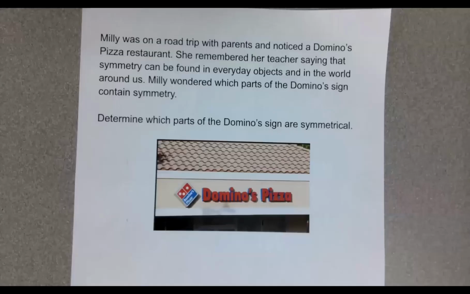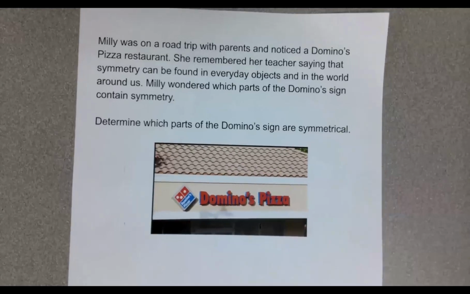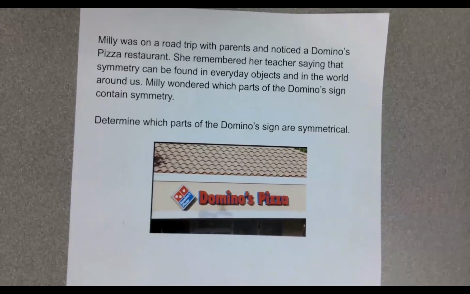Okay, now let's look at a sample for IOA 7B. Millie was on a road trip with her parents and noticed a Domino's pizza restaurant. She remembered her teacher saying that symmetry can be found in everyday objects and in the world around us. So Millie wondered which parts of the domino sign contain symmetry. So let's determine which parts of the domino sign are symmetrical.